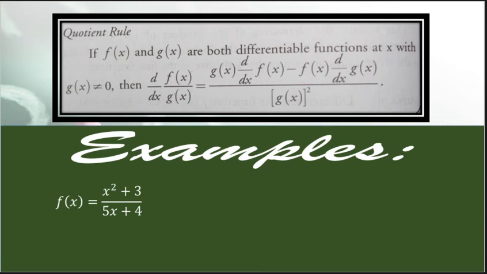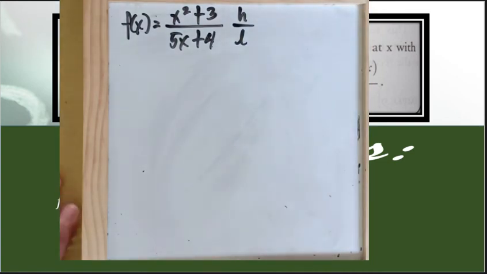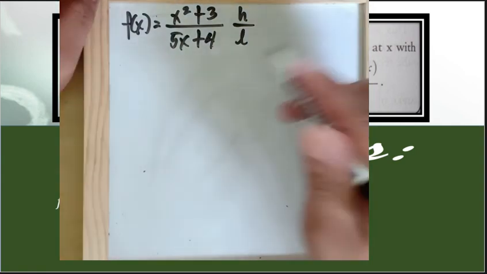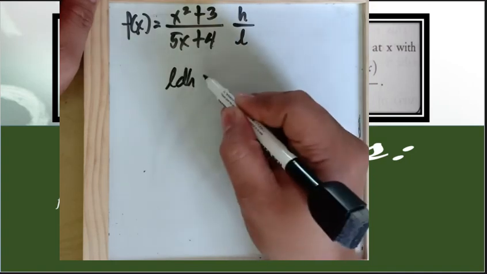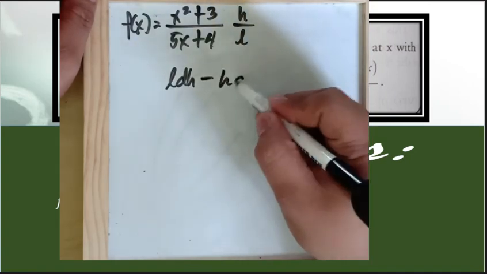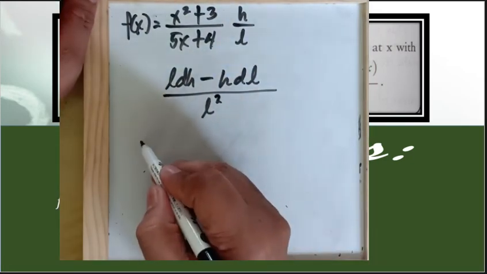F of x is equal to x squared plus 3 over 5x plus 4. It's obvious that this is our high and that is our low. Our high is x squared plus 3 and our low is equal to 5x plus 4. Okay, the rule says it's low d high minus high d low over low squared or low low. Sundan lang natin yung rule na yan.